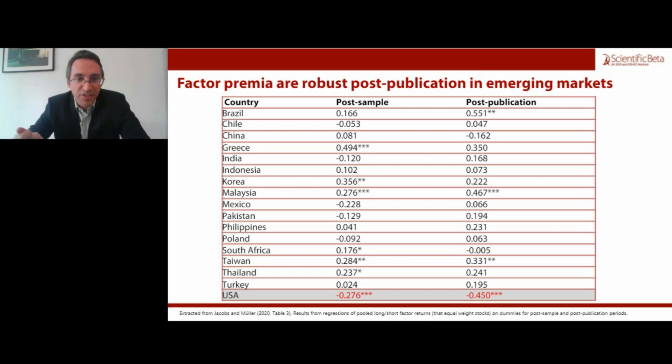And so you can see this U as a result, which is indicated below. So that basically means there's a 45% reduction in premium when you go from the initial sample of the study to a setting where the publication was already out there.